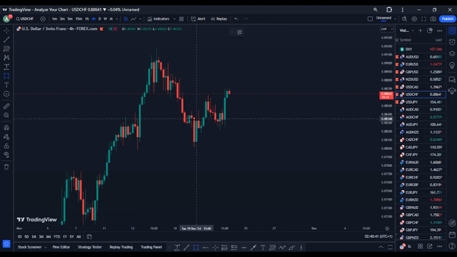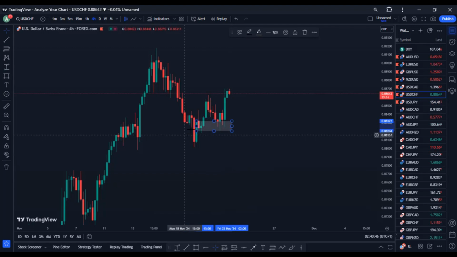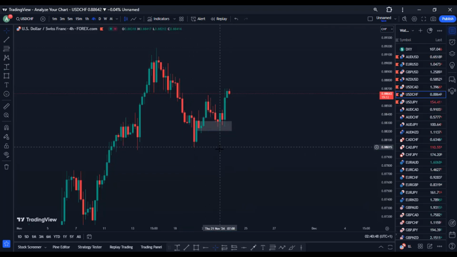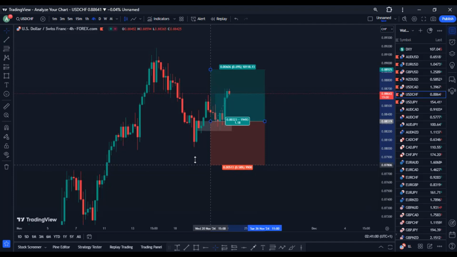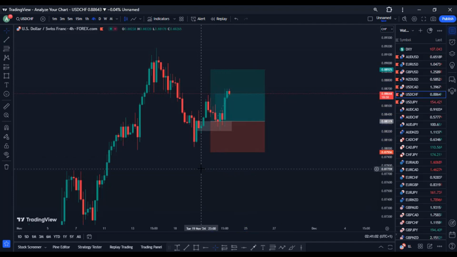So let me mark that out. Now, this is the order block, which is acting as a support zone here. So let's say I'm to take a buy trade here, right? So let me just take my position and mark that out. Let's say I'm just taking this buy setup right here. Now, before taking this buy setup, I'll have to do something called position sizing.